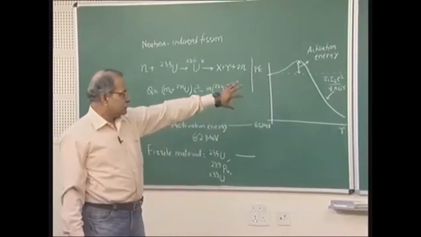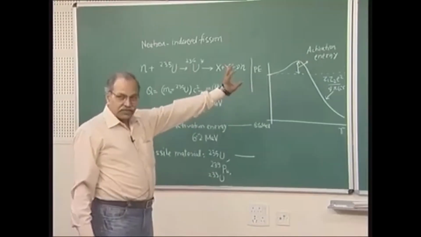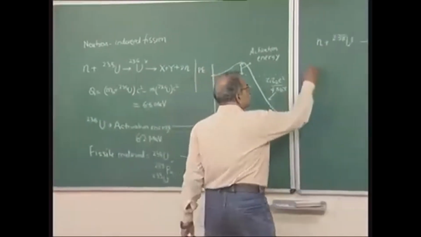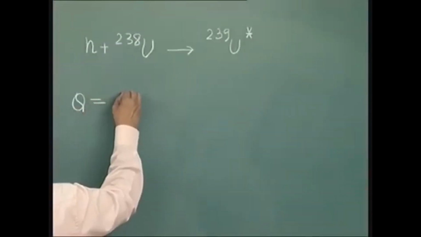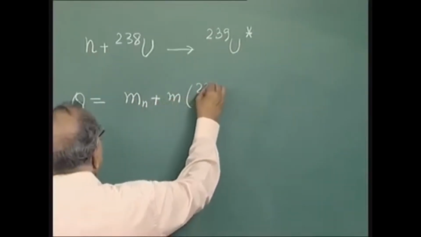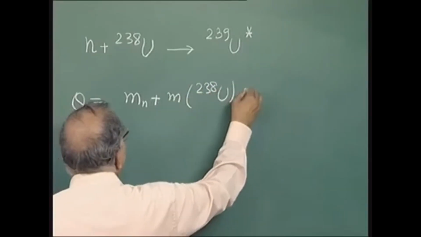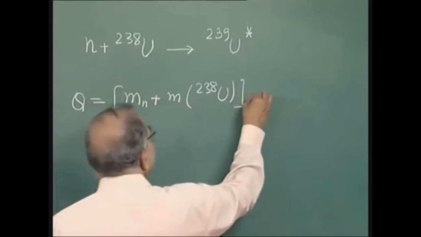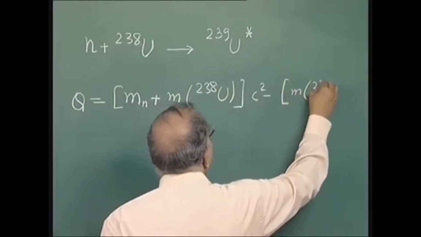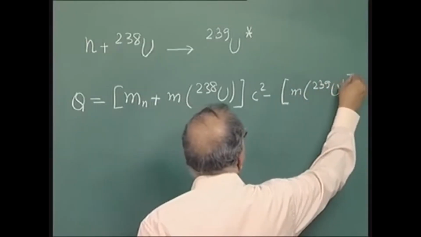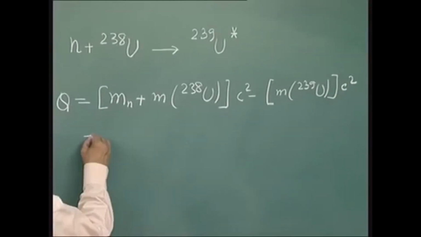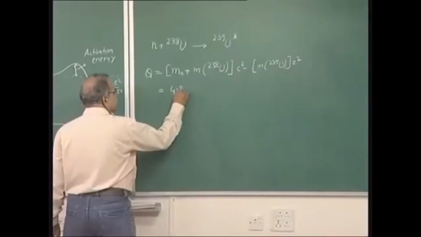If it gets absorbed there with initial kinetic energy 0, then you can calculate the Q value. The Q value here will be the mass of neutron plus mass of uranium-238, times c squared. This is the initial rest mass energy, and then minus the mass of uranium-239 in ground state, times c squared. This is the Q value, and this Q value comes out to be about 4.8 MeV.